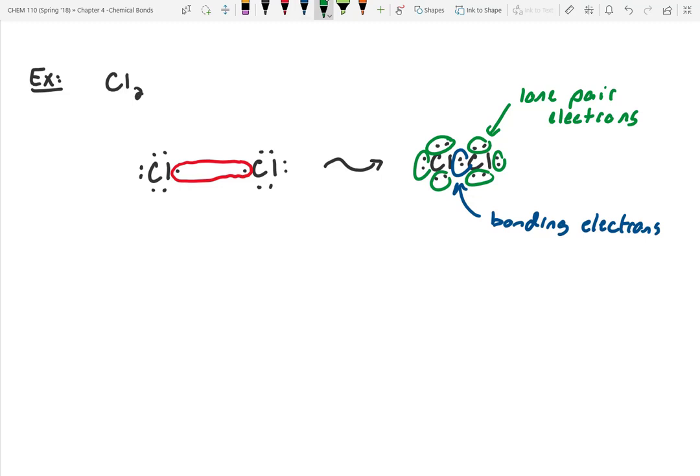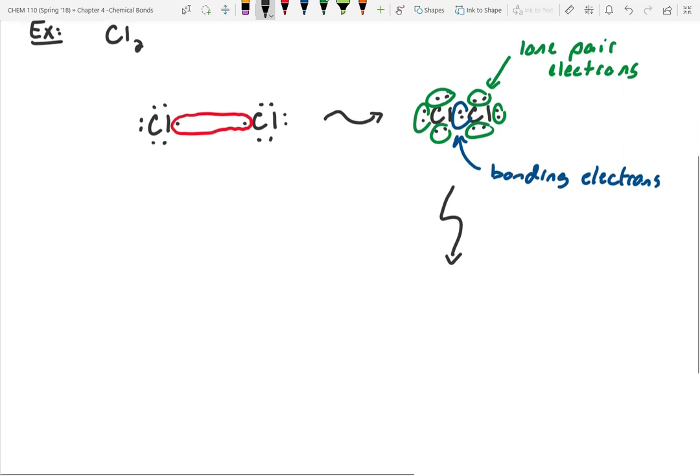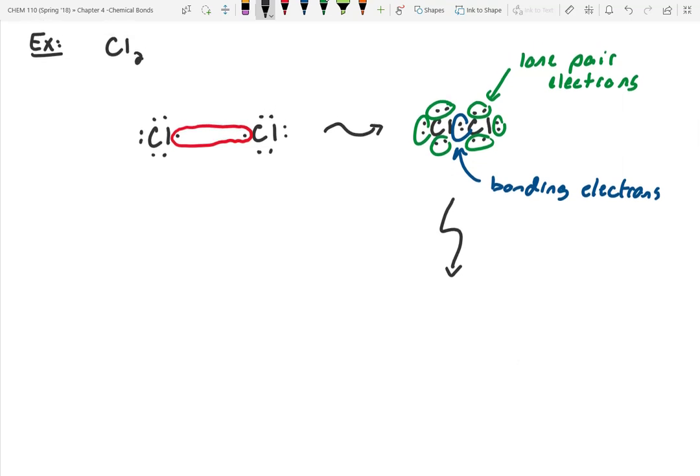Oftentimes what people do is instead of showing bonding electrons as dots, they'll just represent them as a bond line. So I'll show you what that looks like. So for example, with chlorine, Cl2, you can draw Cl, straight line to another Cl, but you do want to show those lone pair electrons as individual dots. So you can show bonding pairs as a line.